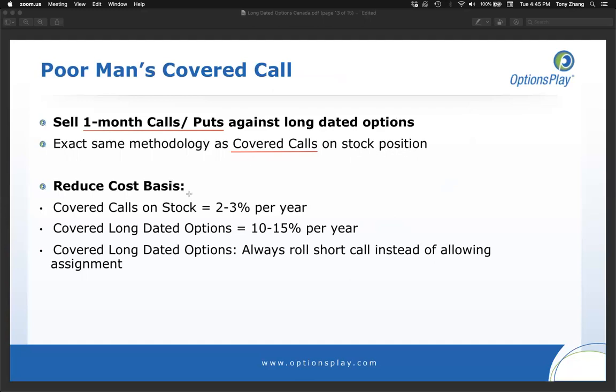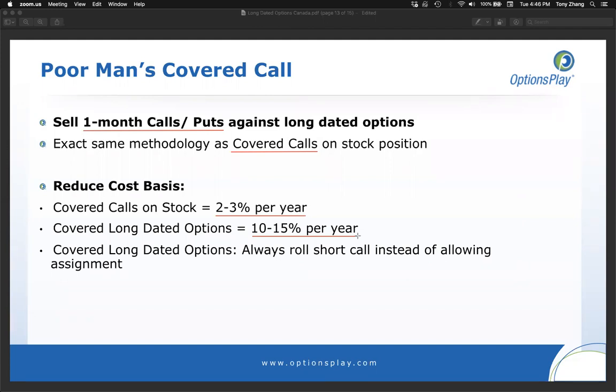And when you do this, on most covered calls, you're usually reducing the cost basis of the stock that you own by on average about 2 to 3% a year. When you're selling covered calls on a long-dated option instead, because you're getting about 3 to 5 times leverage, you are amplifying that reduction in cost basis, usually at about 10 to 15% per year. So you're really significantly reducing the cost of that long-dated option when you're selling these short-dated calls and puts against it by a fairly significant portion.